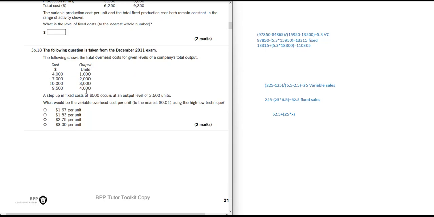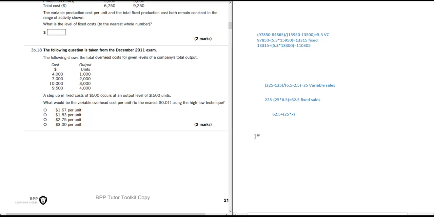Okay. And remember, notice one thing. We have 4,000, but its cost is 9,500. We have 3,000, but its cost is 10,000. So this is a trick. A step-up in fixed cost of 500 occurs at an output level of 3,500. So this is another trick. We have step cost as well. After 3,500 units, there is a fixed cost increase of 500.